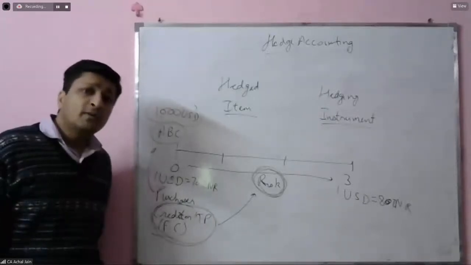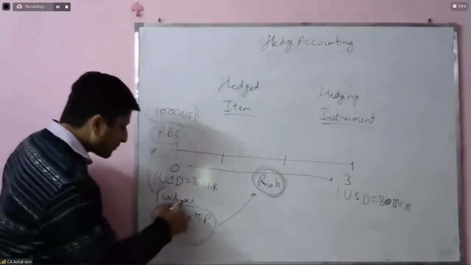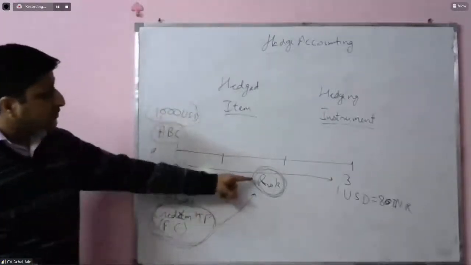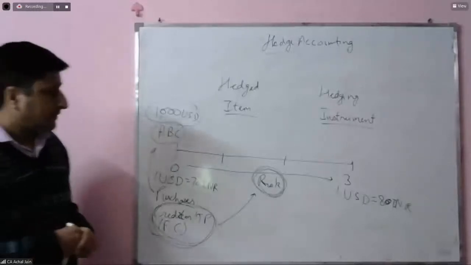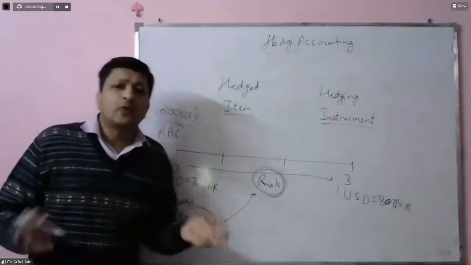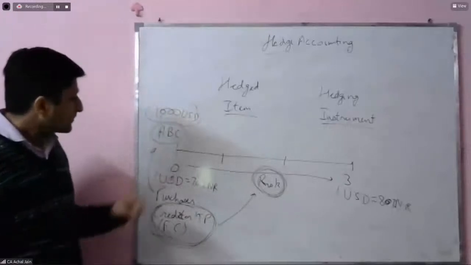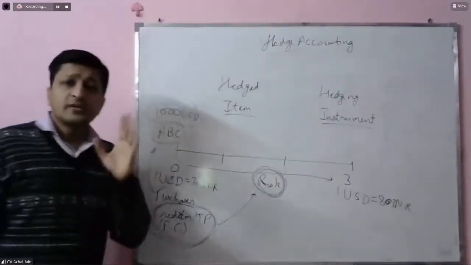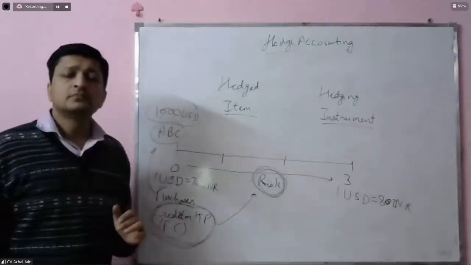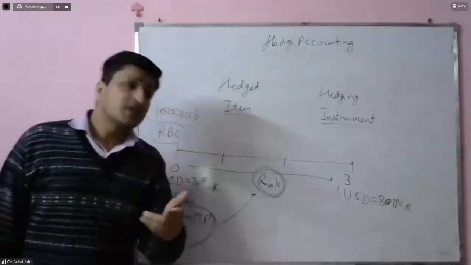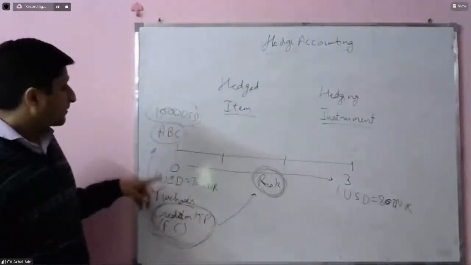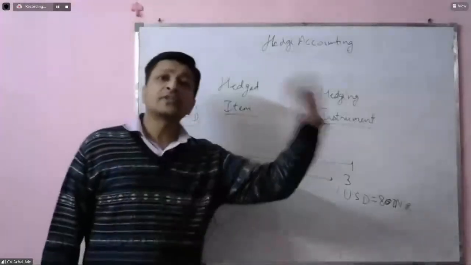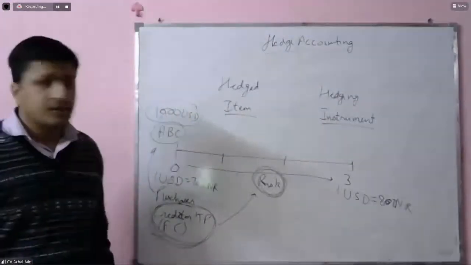Now, what is required to be hedged? This is required to be hedged. Why? Because this is exposed to risk of foreign currency. And let's see what could be the way to hedge. ABC may have 1000 USD today, or may require 1000 USD after 3 months.